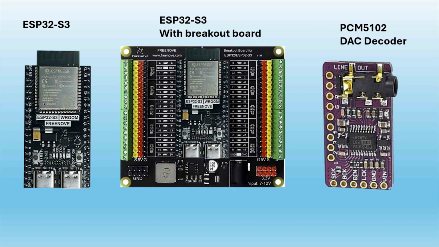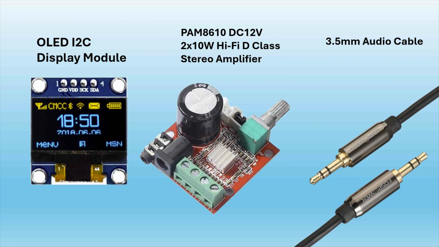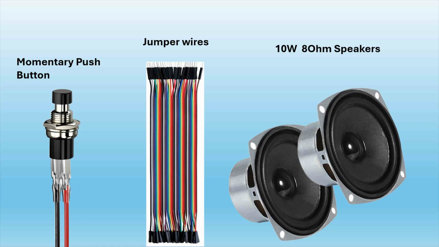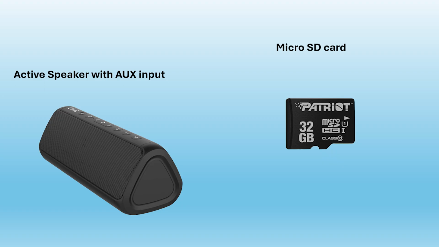Let's begin. In this video, we'll be using the Freenove ESP32S3 microcontroller along with the Freenove ESP32S3 breakout board and a DAC decoder, an OLED I2C display module, a PAM8610 Class D stereo amplifier, a 3.5mm audio cable, a momentary push button, some jumper wires, a couple of 10-watt 8-ohm speakers, the UNS Angle 3 Pro active speaker with auxiliary input, and an SD card.